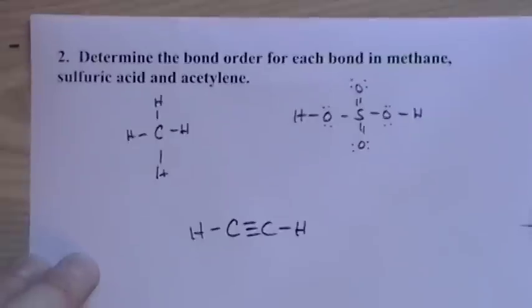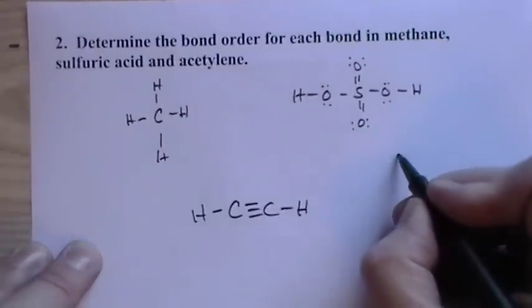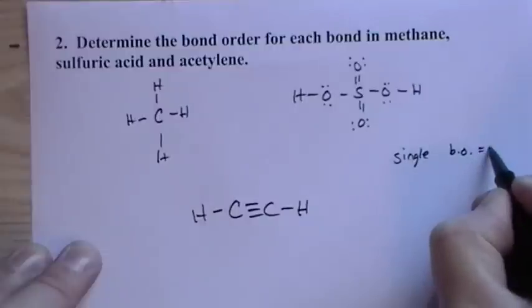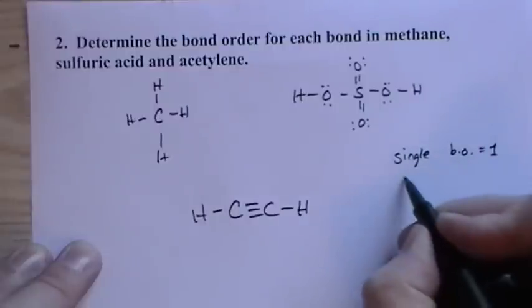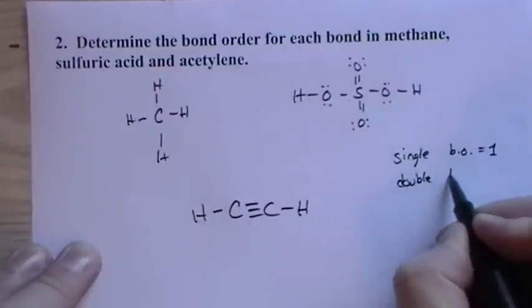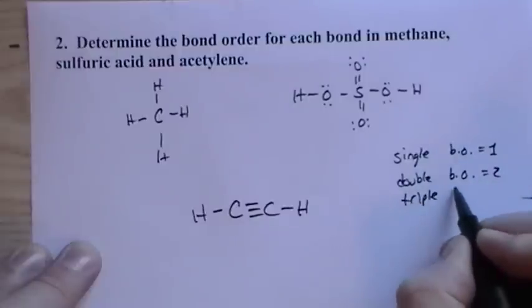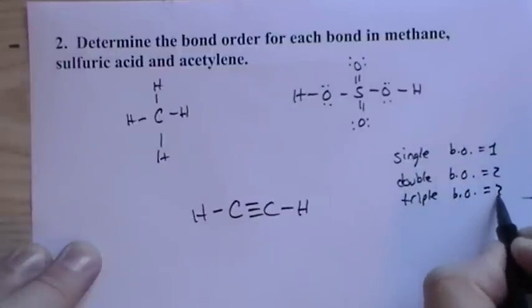So they asked for the bond order. A single bond is a bond order of 1, which is BO. It's unfortunate, but that bond order BO equals 2 for a double bond, and for a triple bond, the bond order is 3.